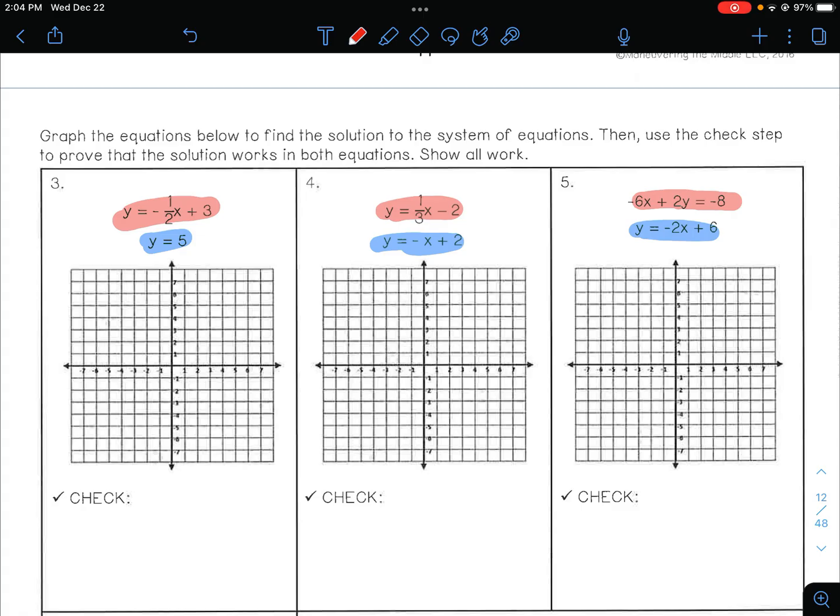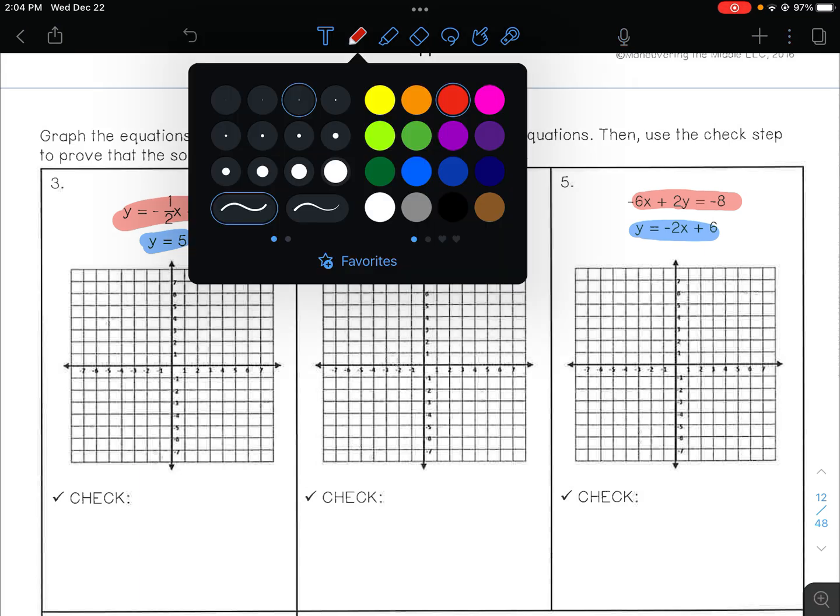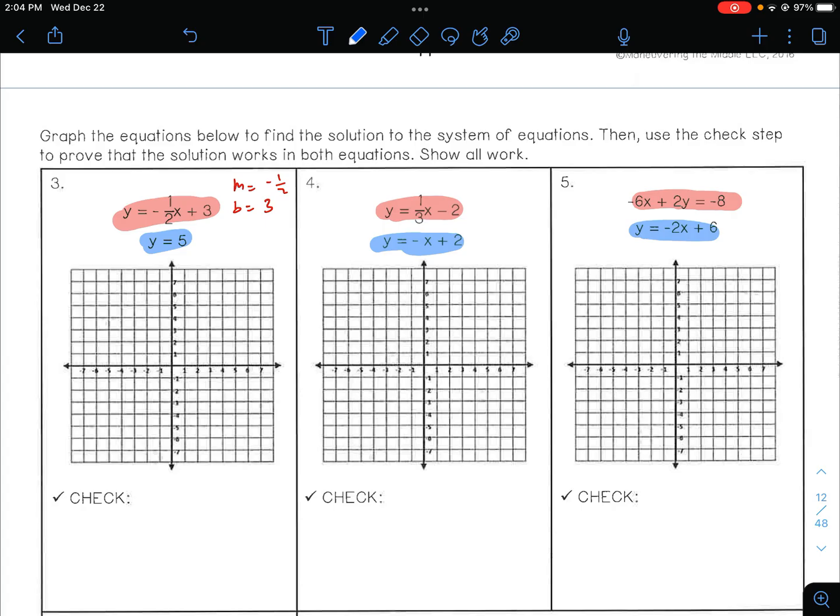Okay, let's start off. My first equation, my slope is -1/2, and my y-intercept is 3. For my next line, there's no slope. The slope is 0, and the y-intercept is 5. How do I know the slope is 0? Well, because slope is always being multiplied with x, and there's nothing being multiplied with x, therefore it's 0.